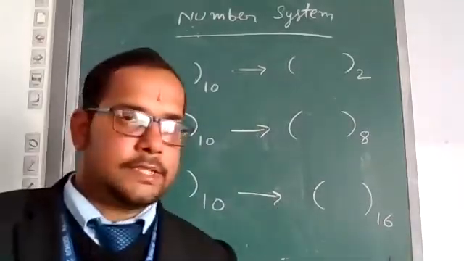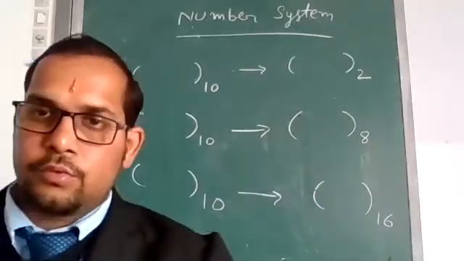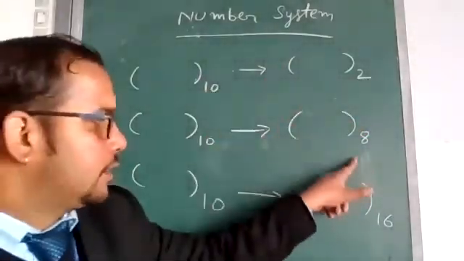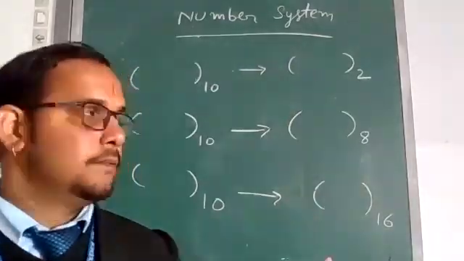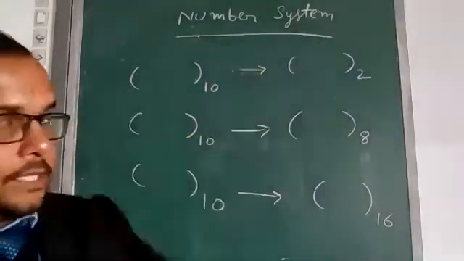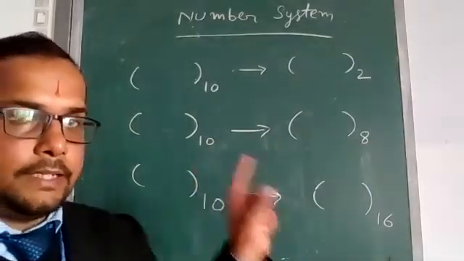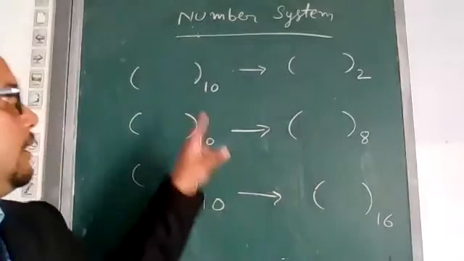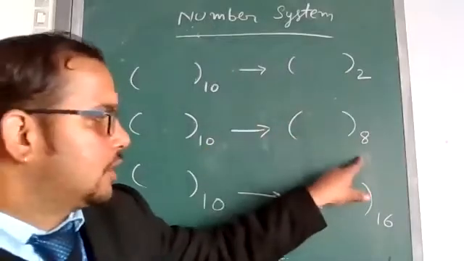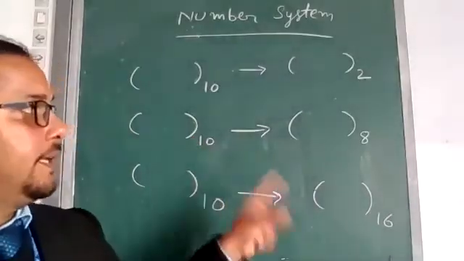We have 4 different number systems: binary, decimal, octal, hexadecimal. If you want to convert your numbers from decimal to binary, decimal to octal, or decimal to hexadecimal, meaning a decimal number to another base, then you have to divide your number by the other base. This is the common rule for all. Whenever you convert a decimal number to binary, octal, or hexadecimal, you have to divide your number by the other base.